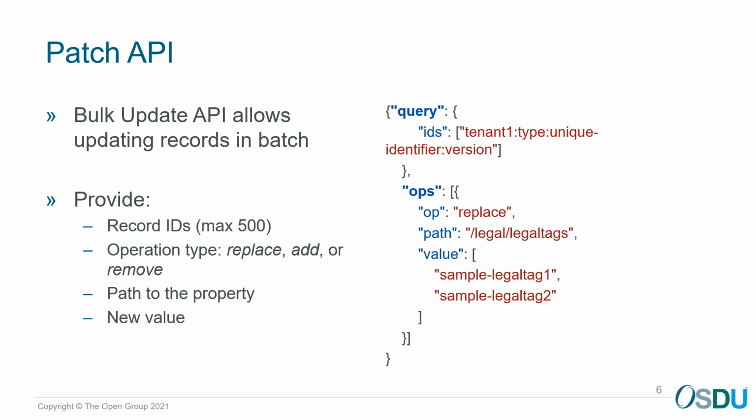Users need to provide OP, operation type, path, and value in the field OPS. The currently supported operations are replace, add, and remove. The user should be a member of the groups that are being replaced, added, or removed as ACLs. Users specify the property they want to update in the path field, and new values should be provided in the value field.